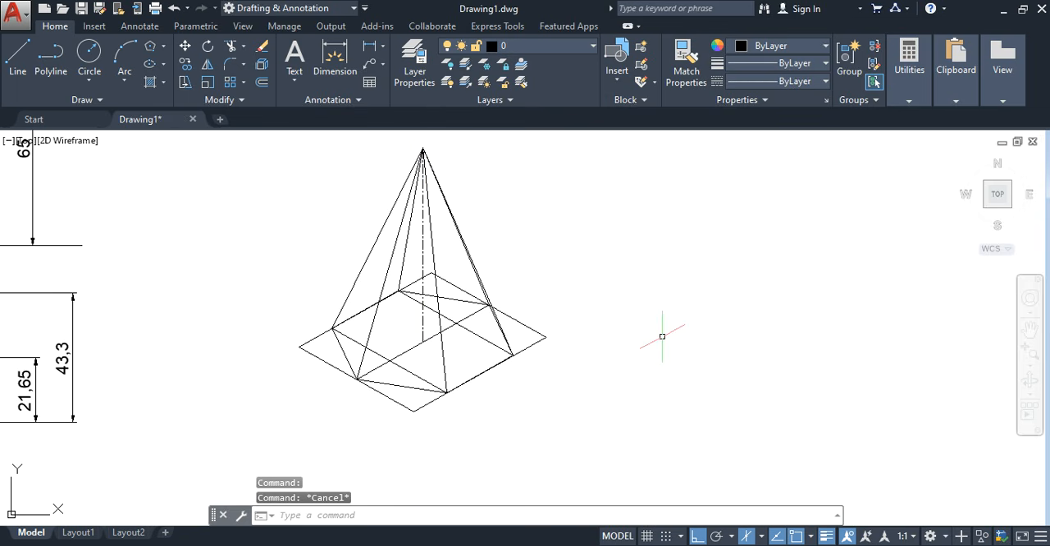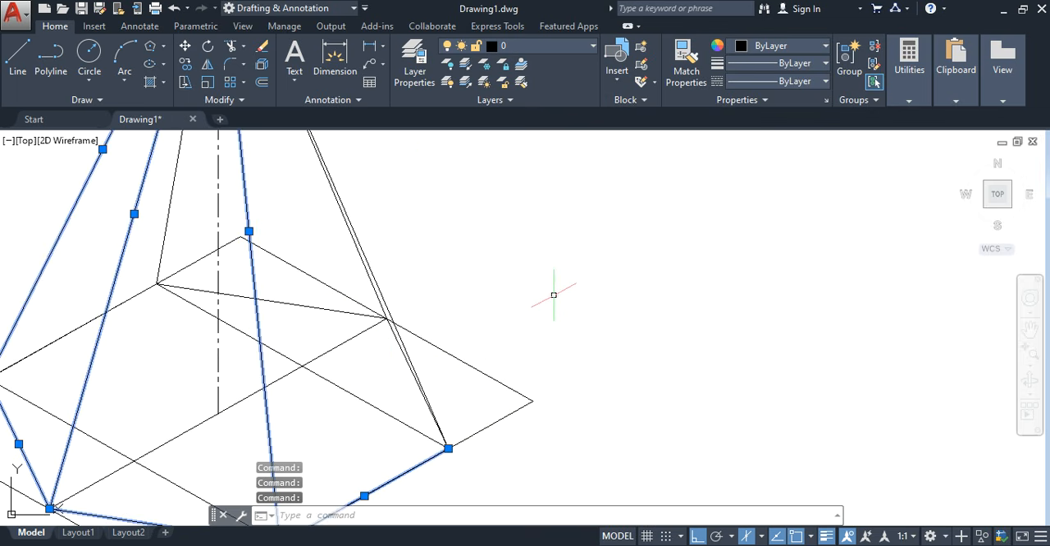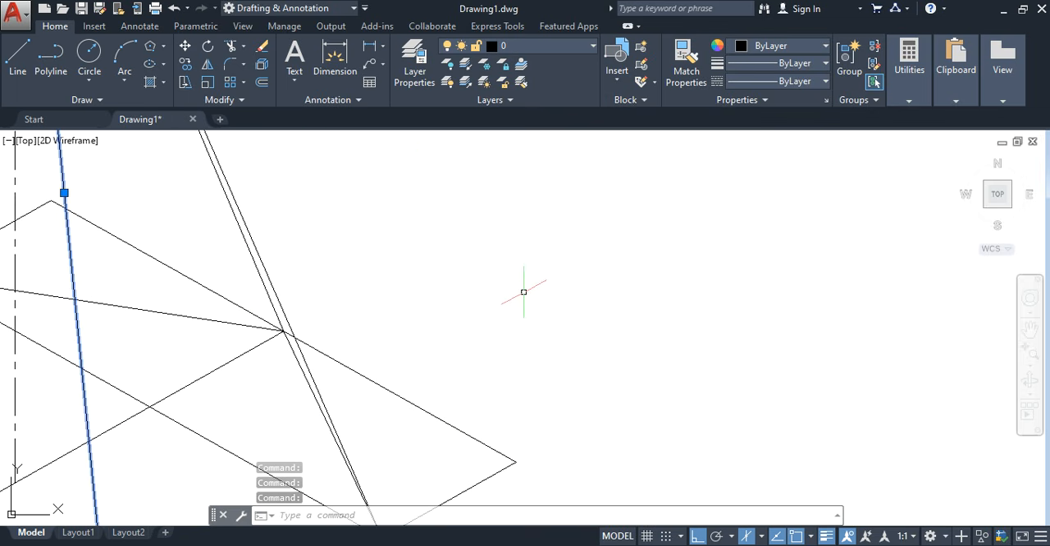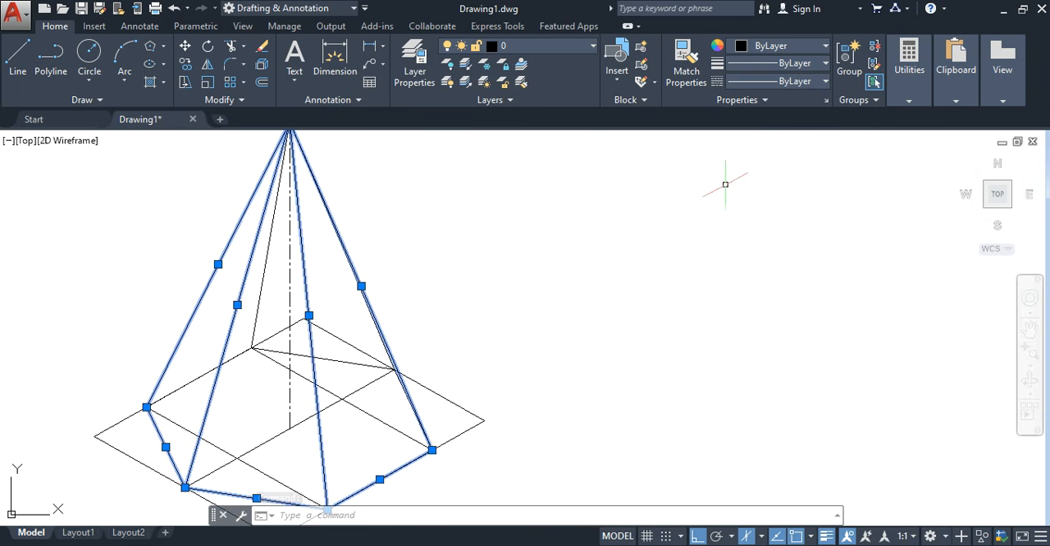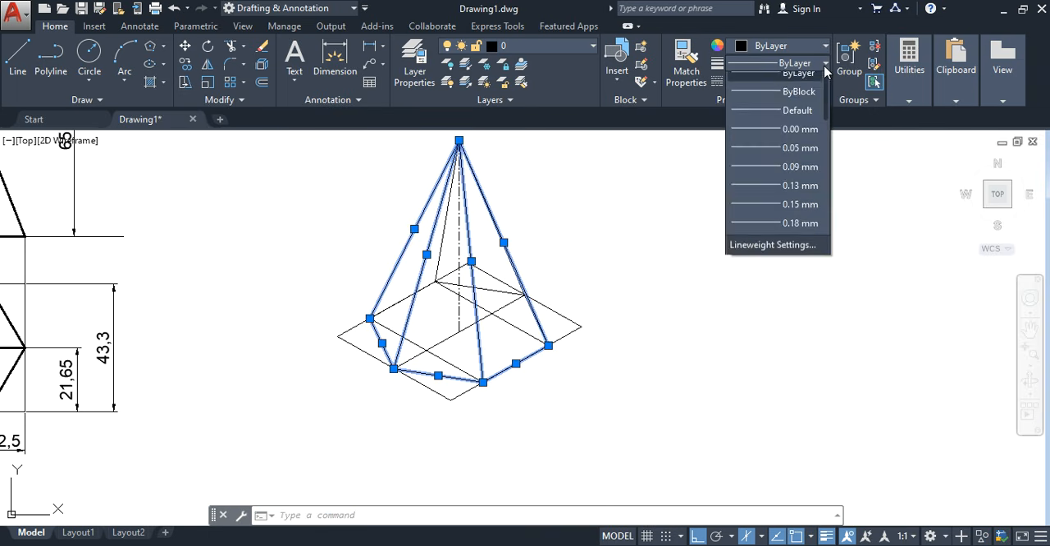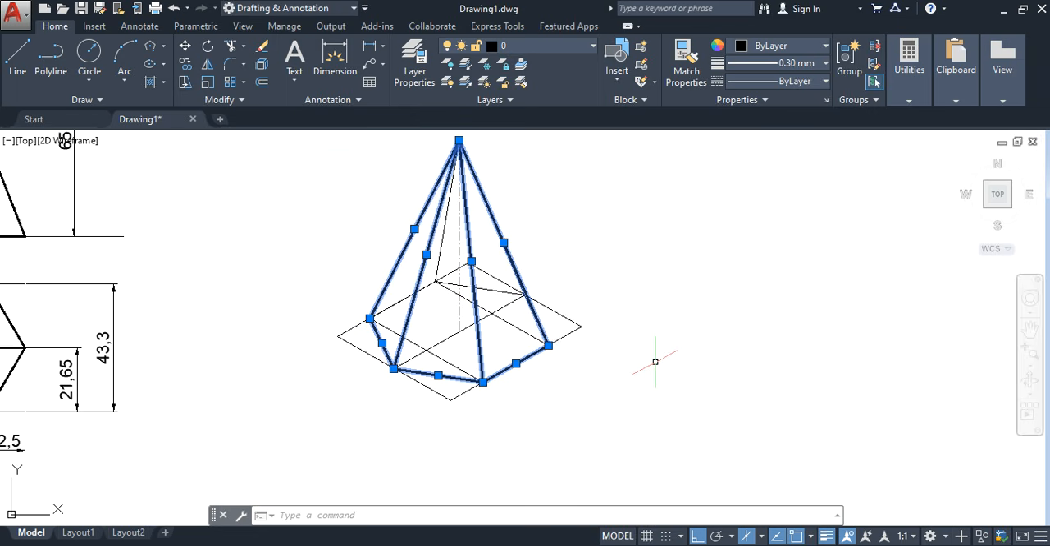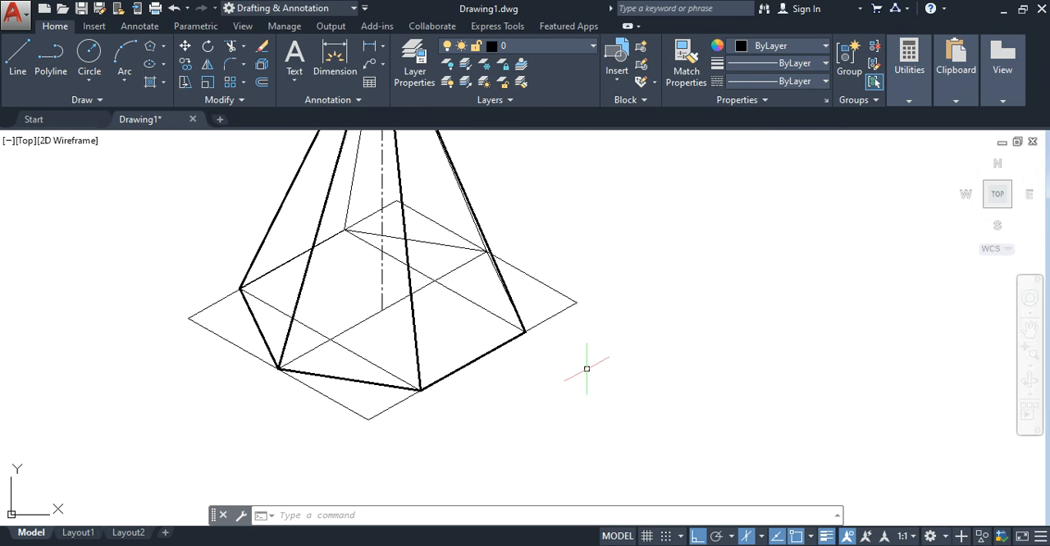And here if you see, the visible lines from this direction will be this one and this one, this one, this one. Those lines we have to make dark here. Yes, if you observe here, those will be dark. If you see from this direction, these are visible, so those we made dark.